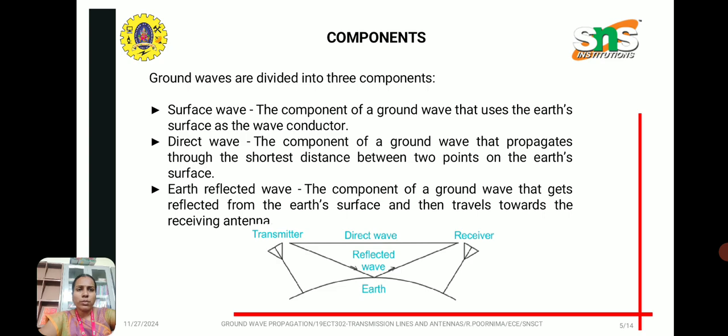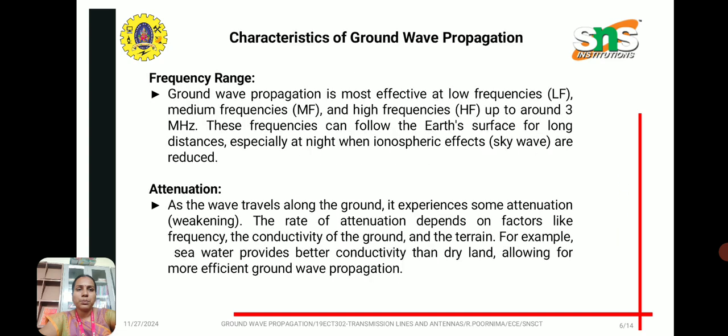The component of the ground wave that uses the earth surface as the wave conductor is the surface wave. The component of the ground wave that propagates through the shortest distance between the two points on the earth surface is the direct wave. And the component of the ground wave that gets reflected from the earth surface and then travels towards the receiving antenna is the earth reflected wave.